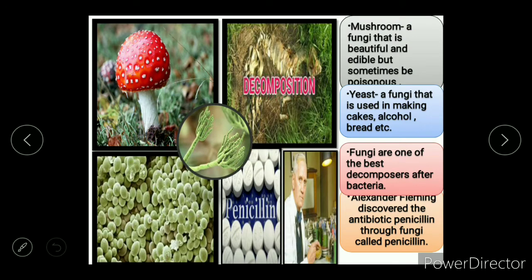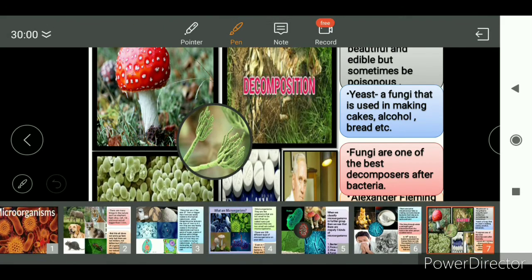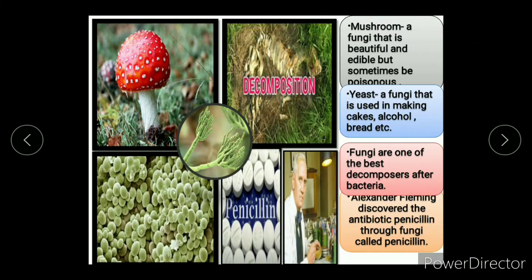So let us move on to fungi. Basically, fungi has 4 parts that we are going to describe in this video one by one: mushroom, yeast, and fungi is used as antibiotics, and fungi are also good decomposers. So first, think about mushroom. Mushroom is a very attractive, beautiful and edible thing that attracts anybody to it.